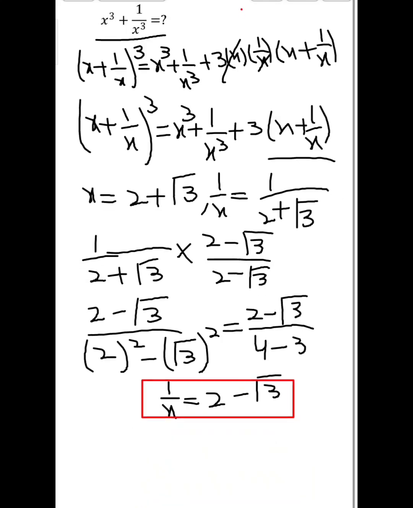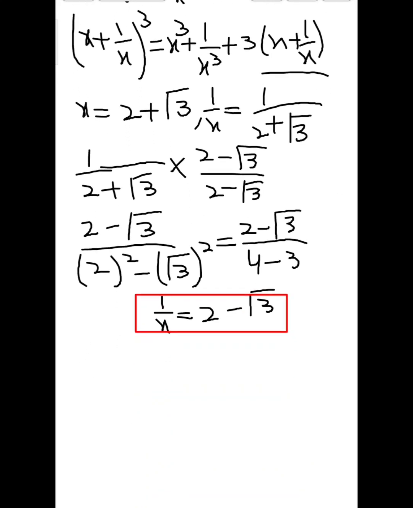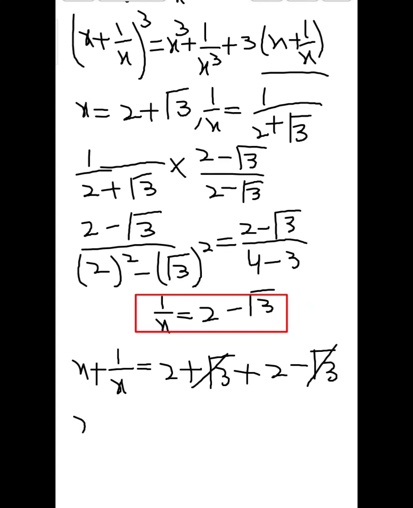Now we have x's value and 1 over x's value. So we can find x plus 1 over x by substituting these values. So x plus 1 over x is equal to x's value 2 plus square root 3 plus 2 minus square root 3, which is 1 over x's value. Here square root 3 will be subtracted by square root 3. So 2 plus 2 is equal to 4. It means x plus 1 over x is equal to 4.